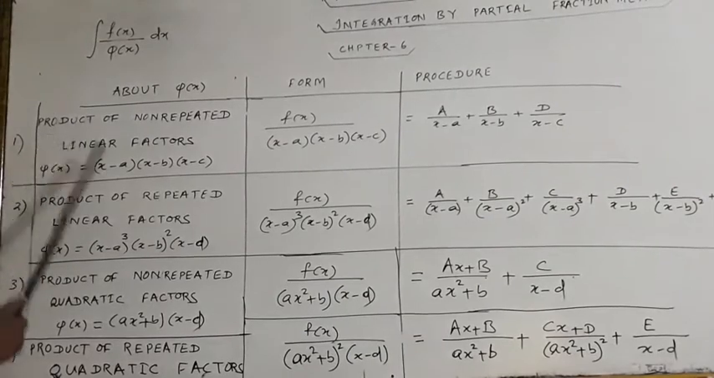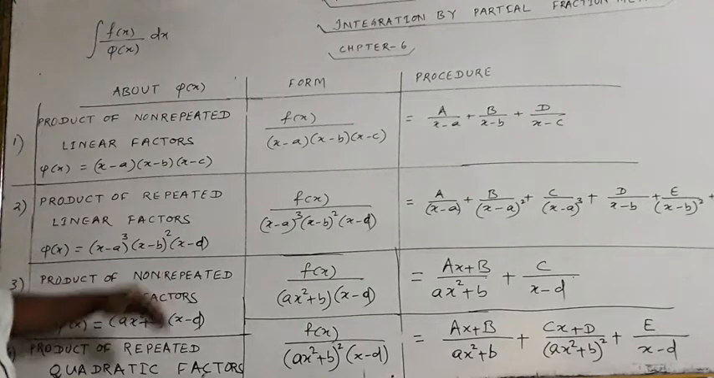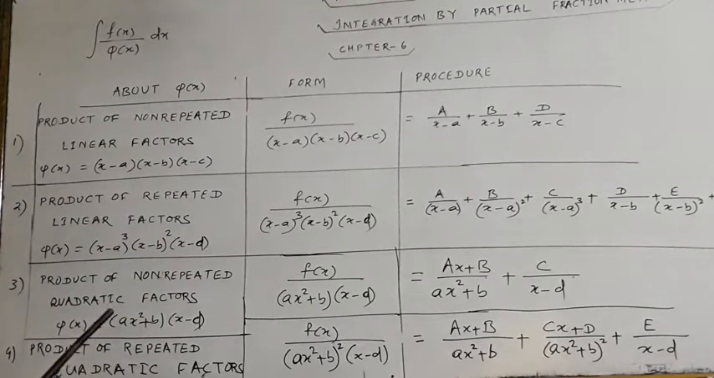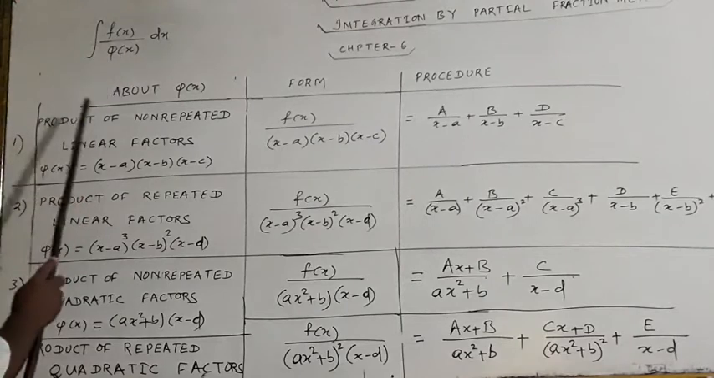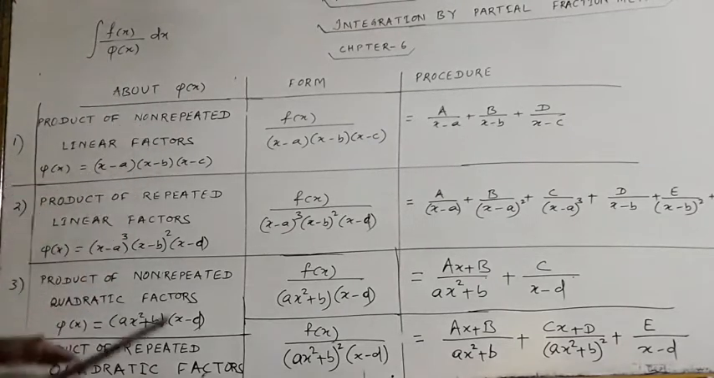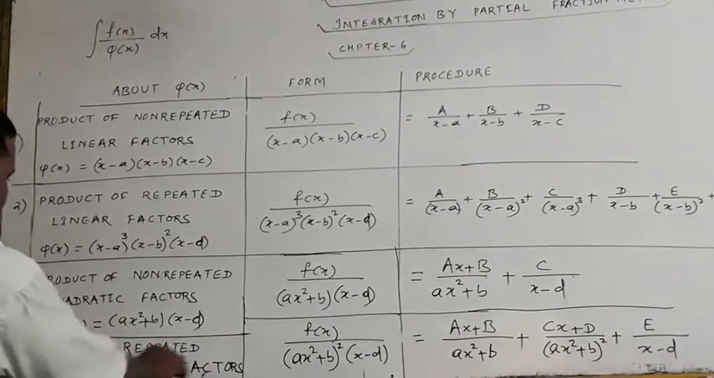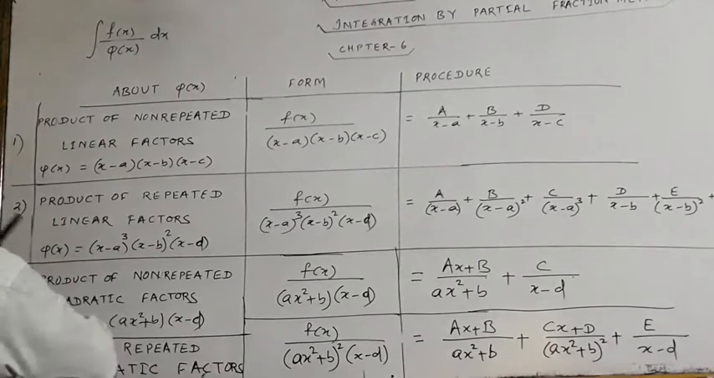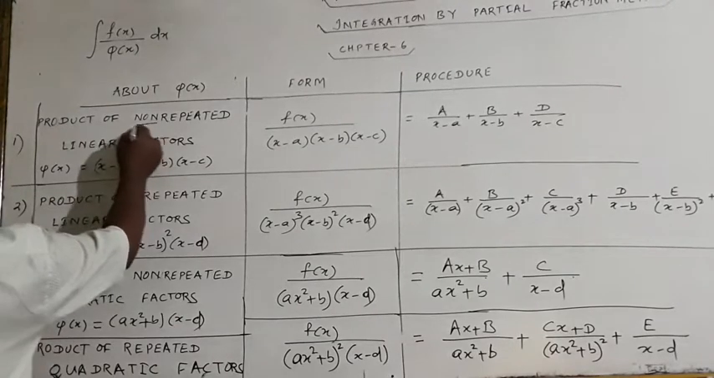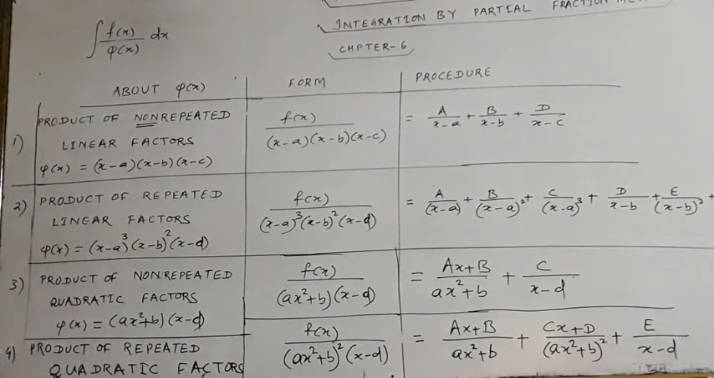There are so many cases, but actually I am taking 4 cases. After that you can extend it. First, case 1, phi(x). What is phi(x)? About phi(x) I am discussing it. First, case 1, product of non-repeated. This is the important word. Product of non-repeated means here no repetition is there. Product of non-repeated linear factors.